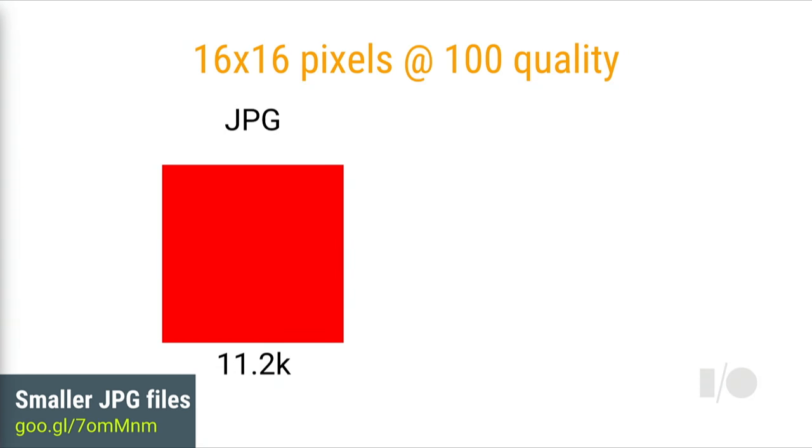JPEG, unfortunately, has the same problem that PNG does, right? File, Save As from Photoshop, 11K for that 16 by 16 pixel block. 11K. Are you sure your designers aren't doing that? Are you really sure? Think about it. Maybe send a text real quick. Yeah. Save for Web gets us to 1.1K. Still, that's a 16 pixel by 16 pixel image.